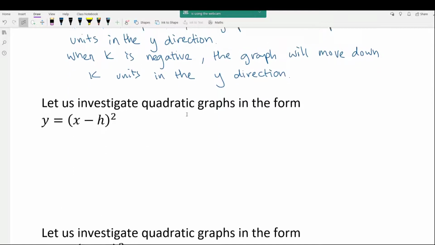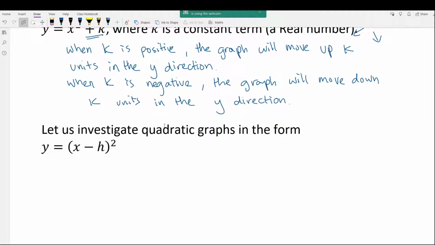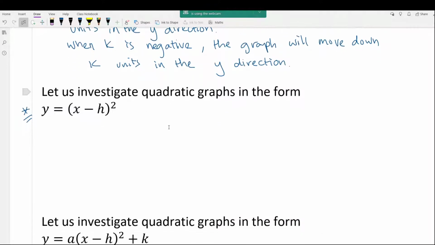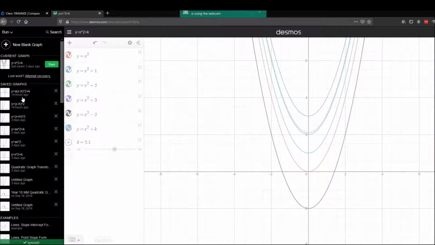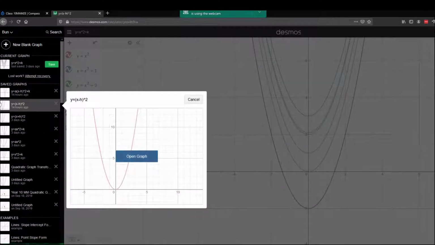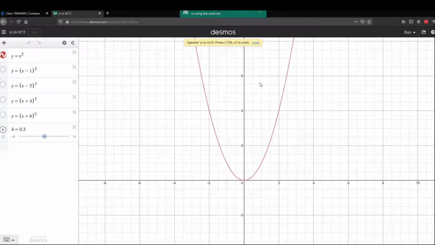Alright, so now we are going to look at this kind of graph here. What does this kind of graph look like? Now we're not going to do the last one down here, so we'll do that next time. Otherwise, we'll go on forever. So let's open that. Here's our base graph.